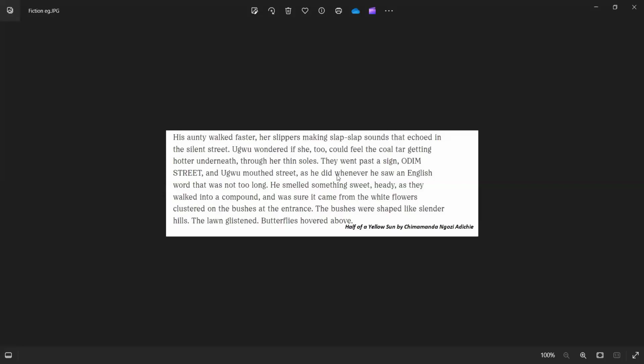So what do you notice about this? So yeah, so it's longer. This is only an excerpt, but we have got some long sentences. If we saw the full novel, it would be a longer text, yes. Any other comments? Anything you spot? If we look at the last two lines of the text, the bushes were shaped like slender hills, the lawn glistened, butterflies hovered above.